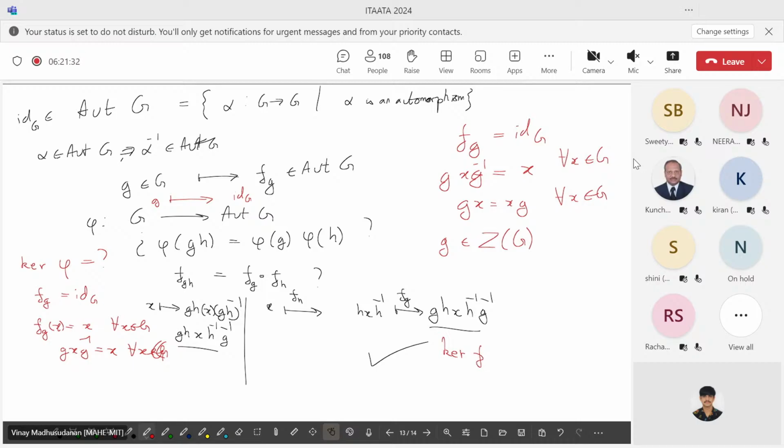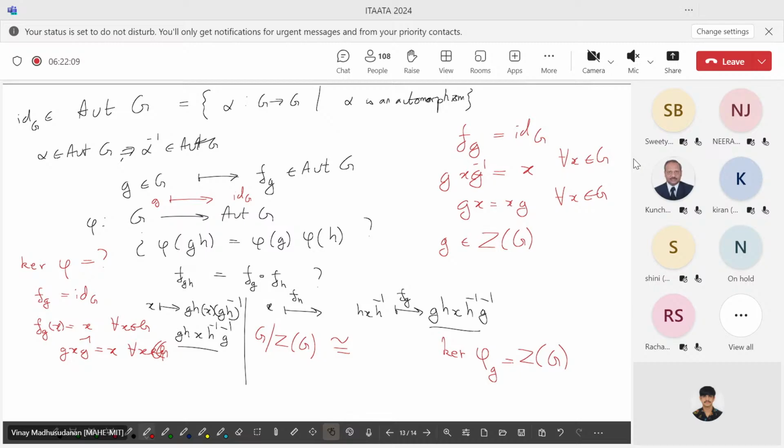So in this case, the kernel in general, kernel of phi is equal to center of G. Okay. And therefore, we are getting ahead of ourselves, but G mod Z of G. So this is using the isomorphism theorem, which we did not discuss. The first isomorphism theorem.